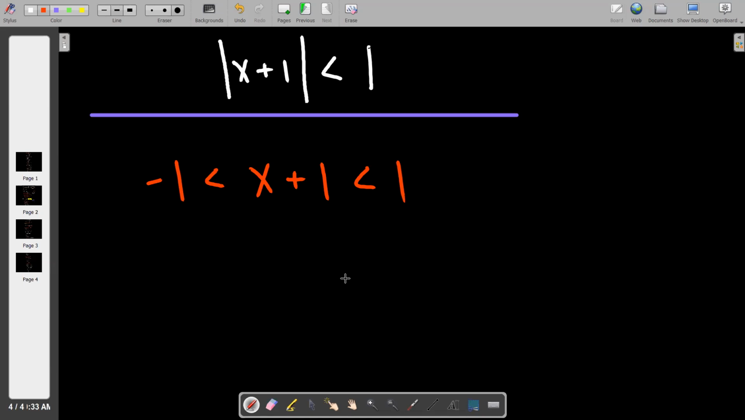Now, the math, I think, is pretty simple. On this three-headed monster, how do we solve for X? We subtract 1. What do we get over here on the left? -2 is less than X is less than 0. Finished product.